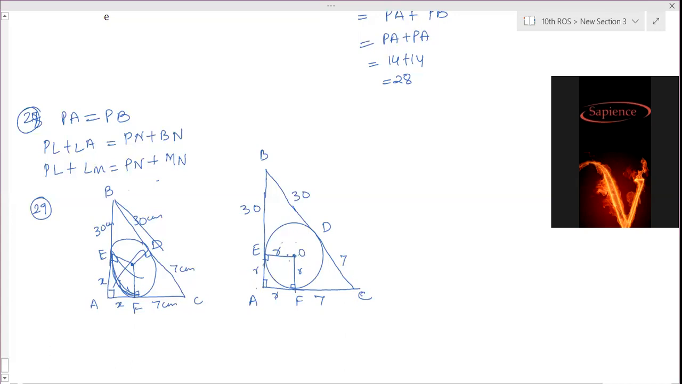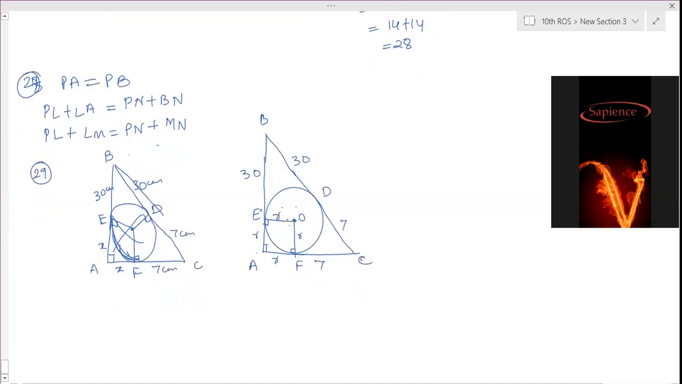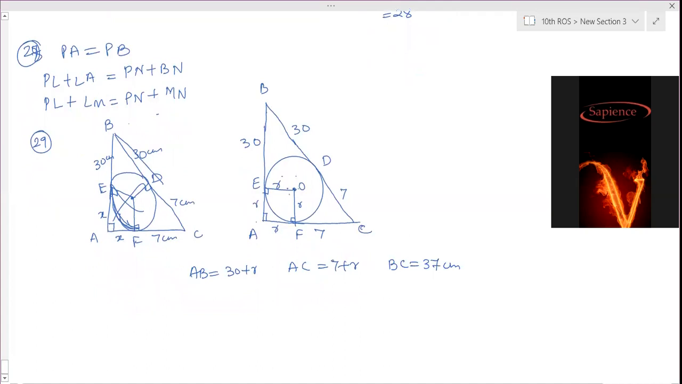So AF we have to calculate. They have given the radius? No, ma'am, we have to calculate the radius. We can use the Pythagoras theorem also here. AB is 30 plus R. AC is equal to 7 plus R. And BC is equal to 37 centimeters. So use the Pythagoras theorem because ABC is a right triangle. So 37 squared is equal to (30 plus R) whole squared plus (7 plus R) whole squared.